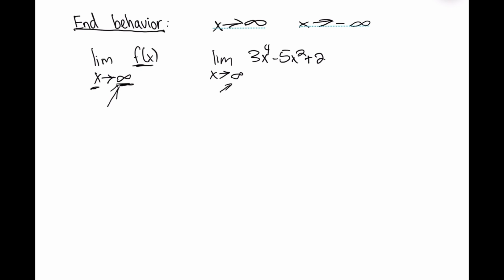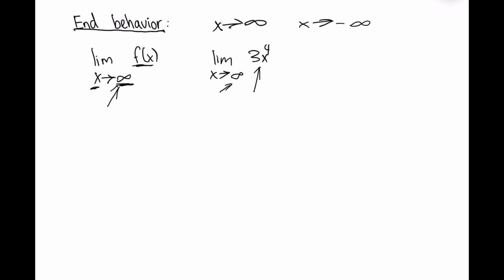So what you do, you just look at the term with the highest degree. In this case, it's 3x to the fourth. This is the big dog, the BD. And you only care about the big dog. You don't care about these little dogs. You don't care about that prey. You care about the big dog. So you just pretend the little dogs don't even exist.